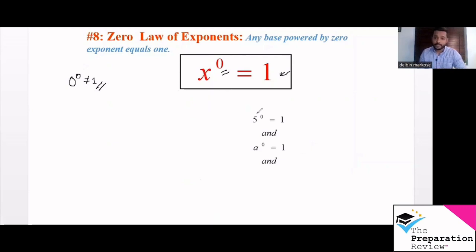For example, 5 raised to 0, the answer is 1. A raised to 0, that's 1. 2.3 raised to 0, that's 1, right? So what's the reason for that? So if I generalize it, anything raised to 0 is 1, except this anything cannot be 0, right? 0 raised to 0, that's not 1. That's undefined here. Now, what's the reason behind it? Let's try to understand it.